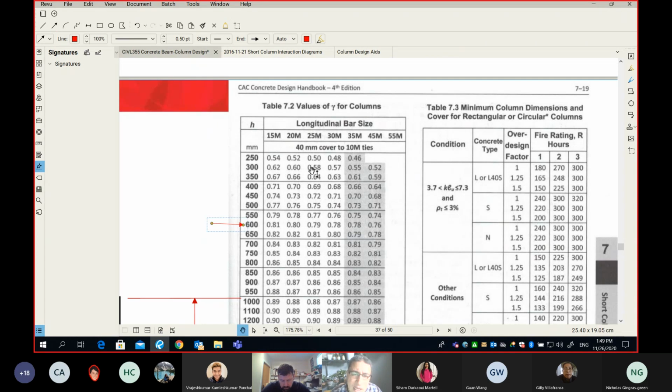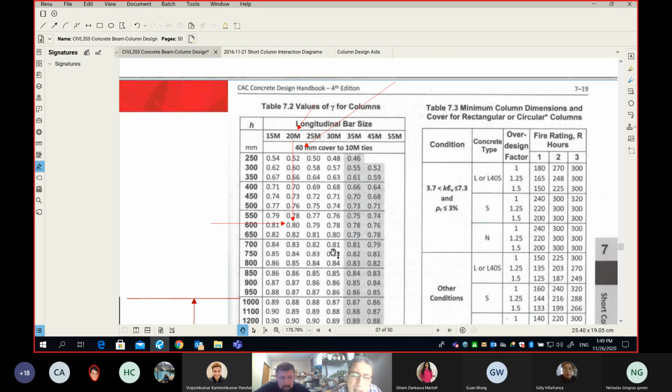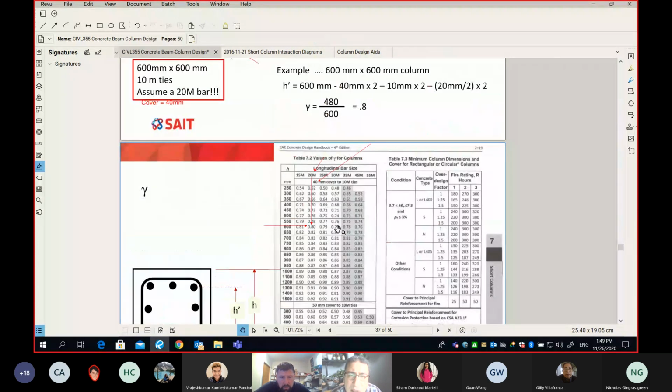Okay? And what happens here? Here is your 40 cover, and here is your 20M. Then you go down, and right away from the table, you can find that gamma is equal to 0.8. Okay? So there are two options for gamma. You can do it manually, or you can use this design aid from the table.